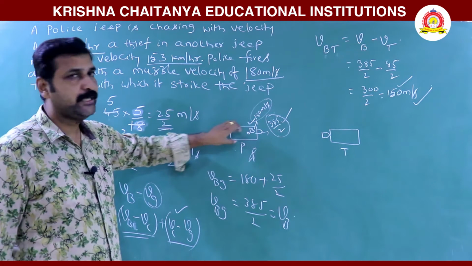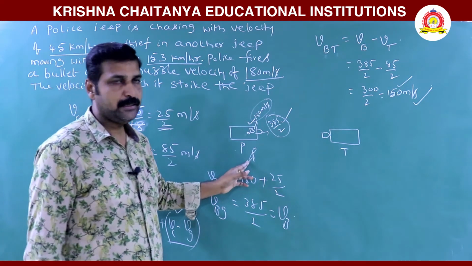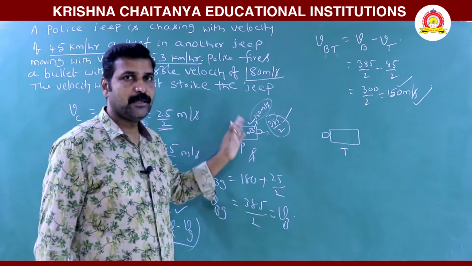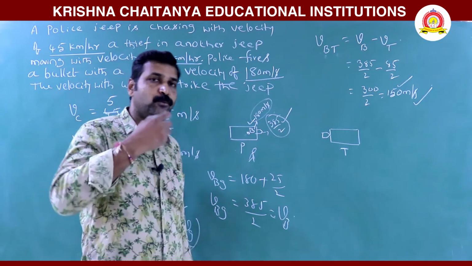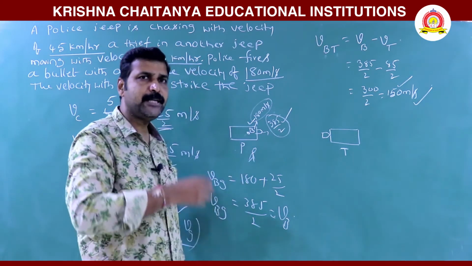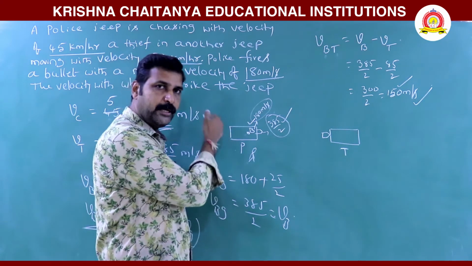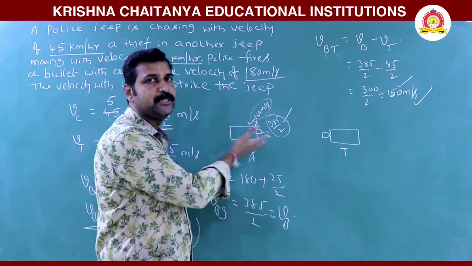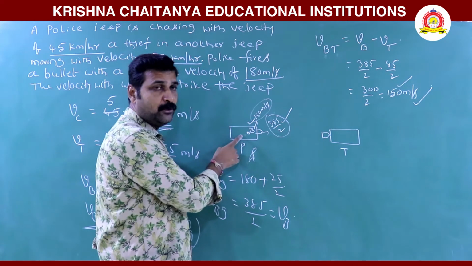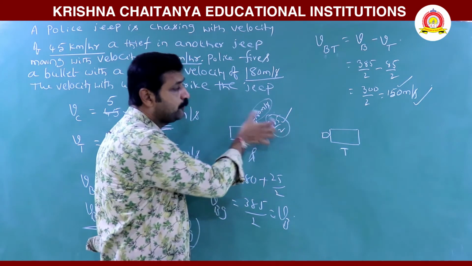Both are moving together. But for a person on the ground, the bullet is already having some velocity. For the policeman, if the bullet has not emerged from the gun, it appears to be at rest. But for the person on the ground, the bullet is also moving. Why? Because the police jeep is moving. Now when this bullet is emerged, the policeman knows that its velocity is 180, but for the person on the ground it is 385 by 2.